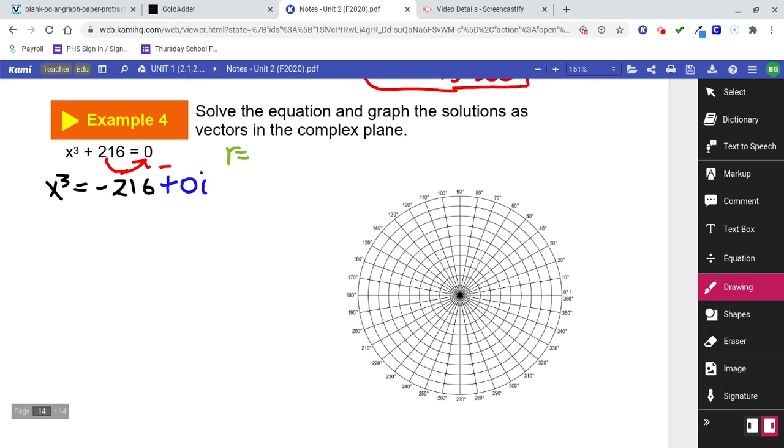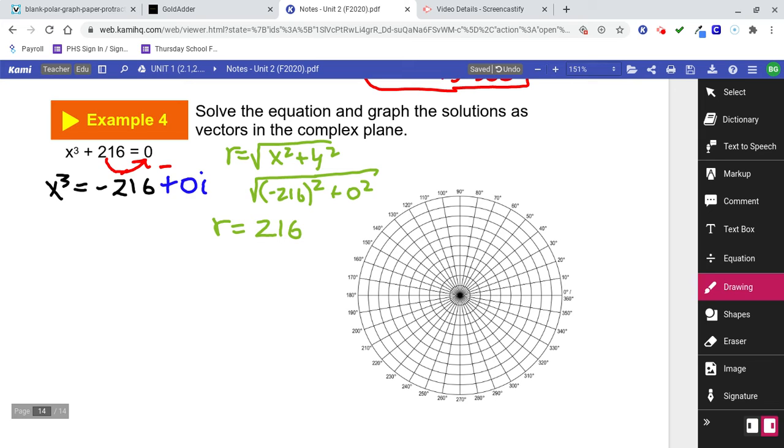I want to convert, so I'm going to do r equals square root of x squared plus y squared. x is negative 216, so we've got negative 216 squared plus 0 squared, like that. Now, be smart about this. Okay, your 0 is just going to fall out, but your negative 216 squared square root, a lot of that's going to cancel out, right? Square root squared cancels out. Negative number squared becomes a positive number. That's going to end up being 216. Use a calculator if you need to, but you shouldn't need to. r equals 216 there.